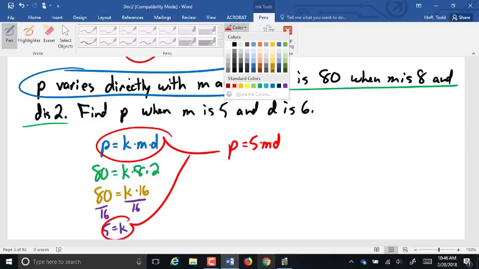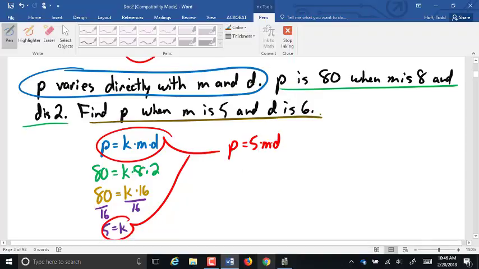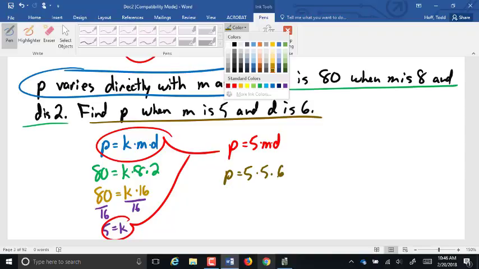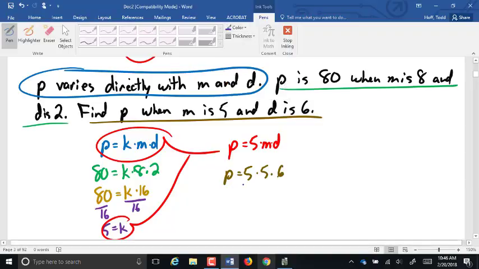And then you got it. Find it when m is 5 and d is 6. So it's 5 times 5 times 6. 5 times 5 is 25. Times 6 is 150. So P would be 150. What do you think? Good stuff?